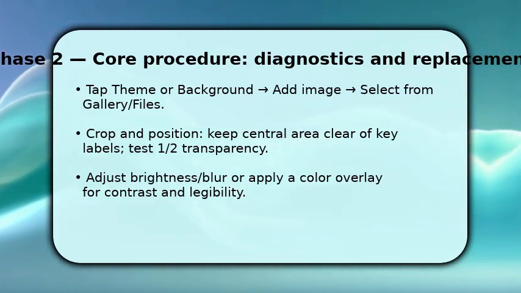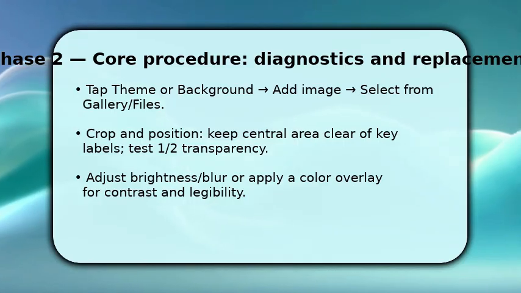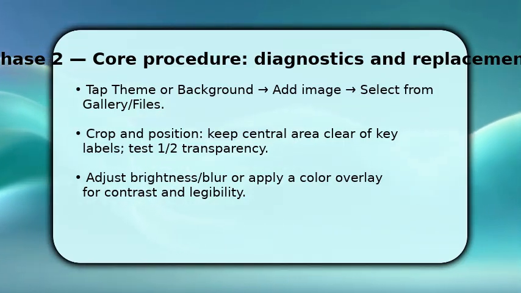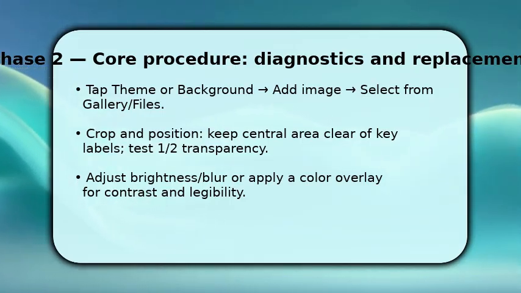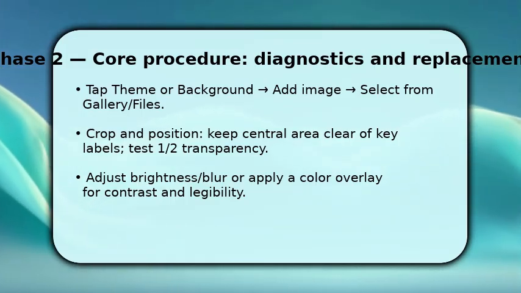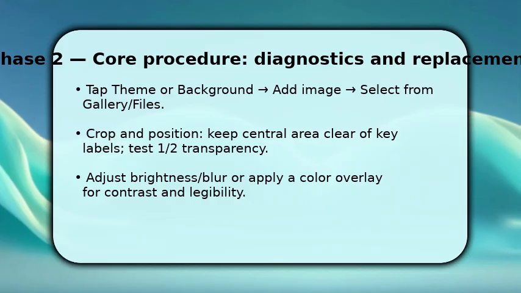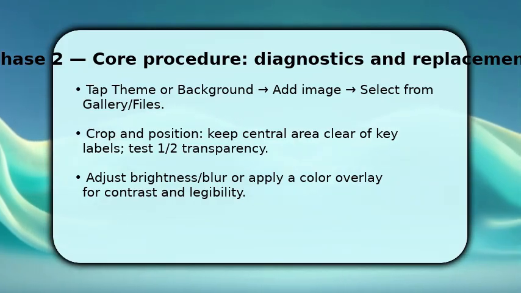This improves legibility. Use the app sliders to adjust brightness, blur, or a semi-transparent overlay. These changes increase contrast between keys and background. Test a few values, because a subtle blur or 20–30% dark overlay often works best. Once satisfied, preview how keys and punctuation appear.